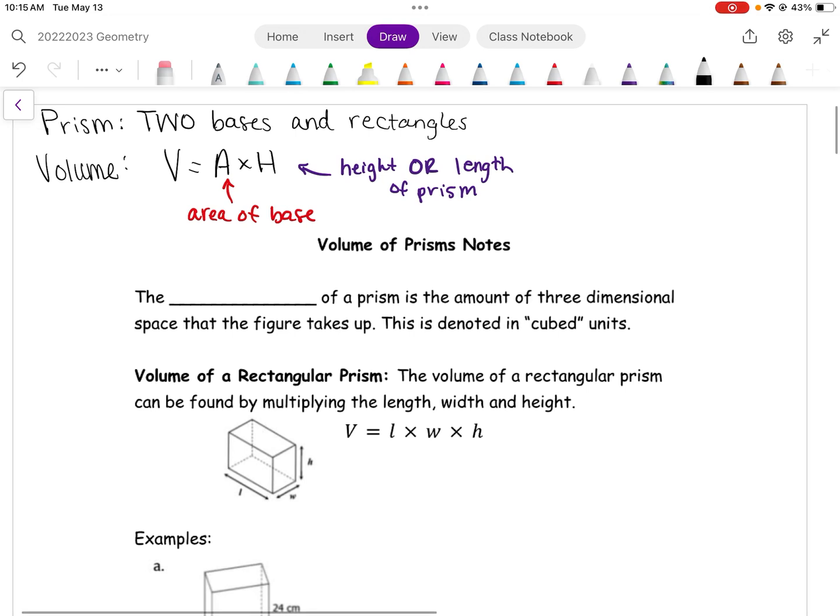So volume, the volume of a prism is the amount of three-dimensional space that it takes up, and it's denoted in cubed units. It's kind of like how many cubes could I fit in something. I told you guys, if you had a Christmas present, volume is like how much you could fit in the box. Surface area is like your wrapping paper.